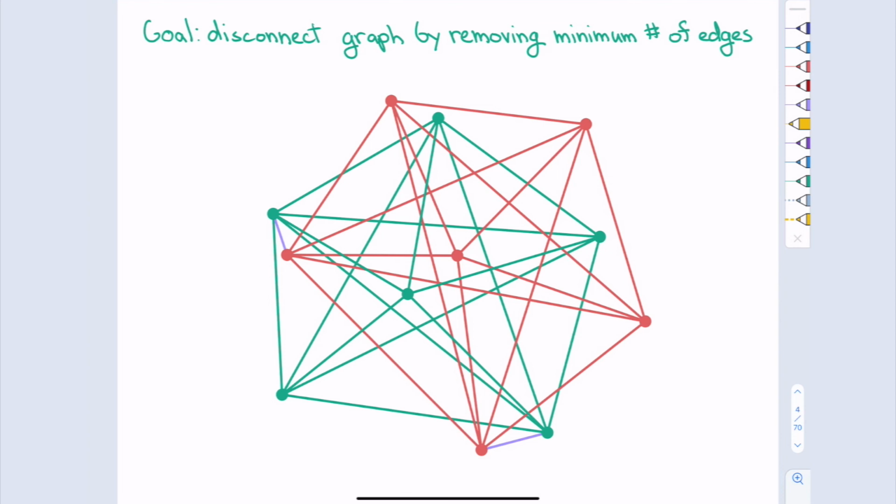So even with 12 vertices, this problem can be tricky. All right, so we want to find some algorithms for computing the minimum global cut. What is maybe one algorithm that you guys could already come up with based on the tools you already have?